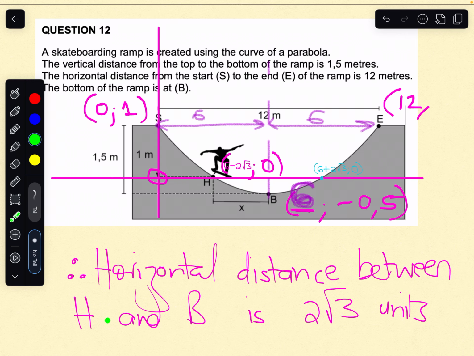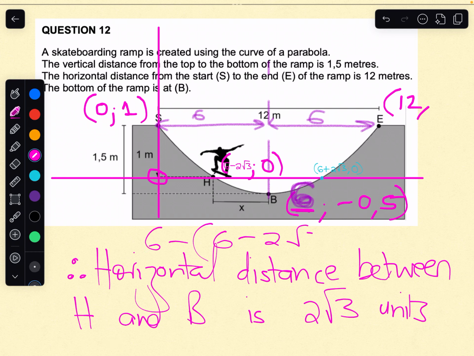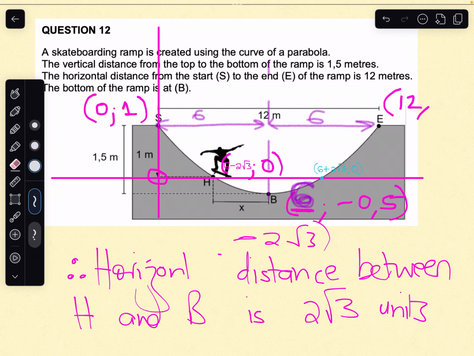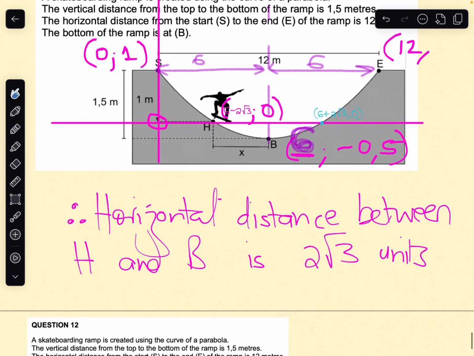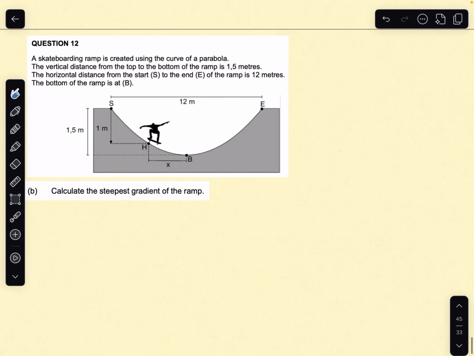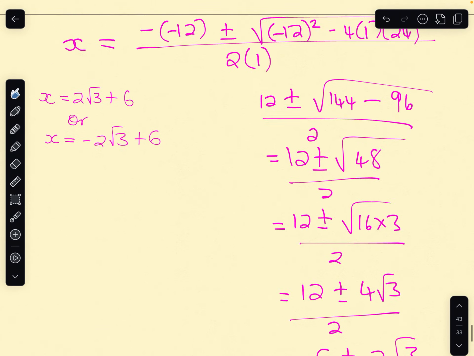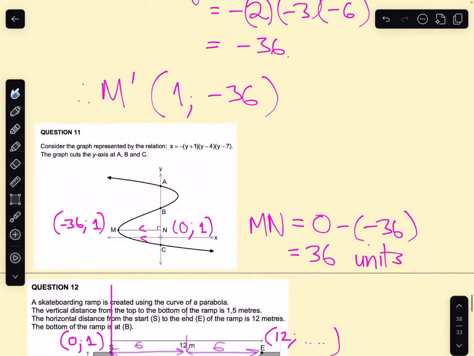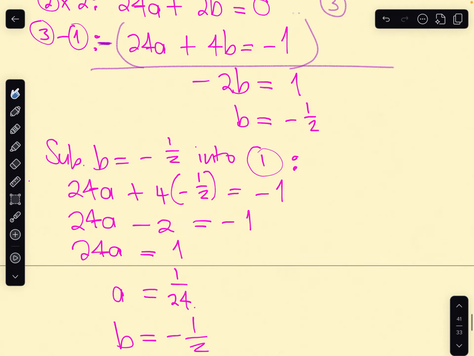Or you could say 6 minus, in brackets, 6 minus 2 root 3. Remember to have your brackets. Then 6 minus 6 would cancel out, and the minus would become a plus. So that's another way you could do it. Wow, I'm so curious to see how the memo went about this, because I feel like my 5 million pages of workings are not making sense.